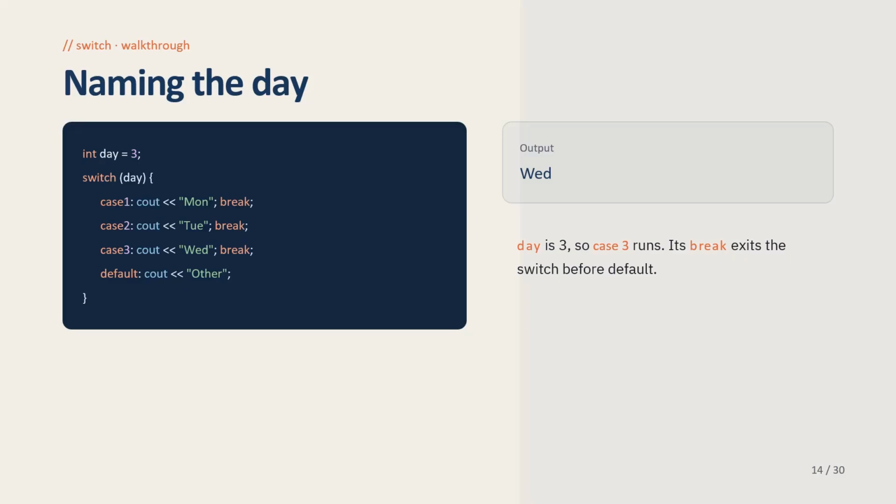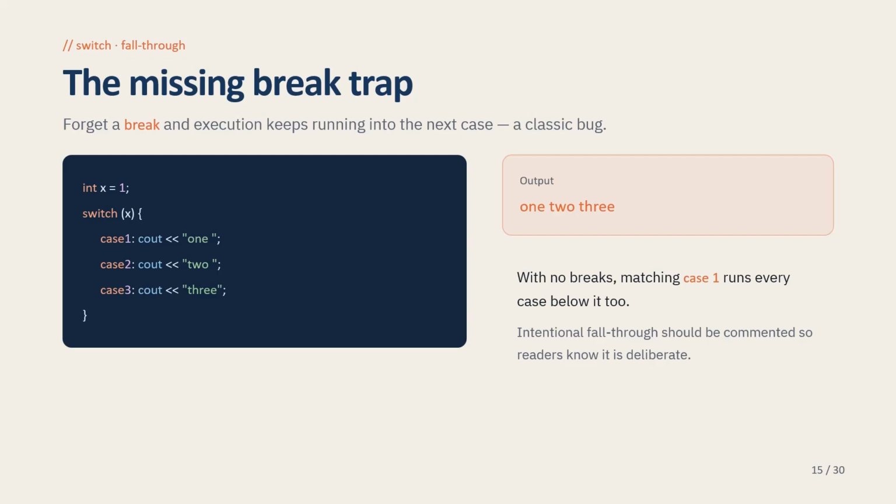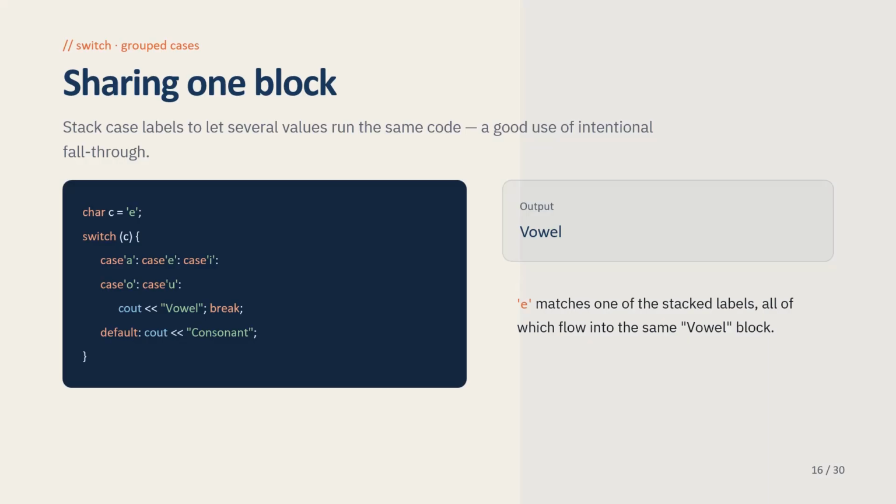So here the value of the day is 3. Therefore, case 3 executes and prints Wednesday. The break statement prevents execution from continuing to other cases. If the break statement is missing, then all the cases execute one after the other. Multiple case labels can share the same block of code. So here case A, E, I all share the same block.